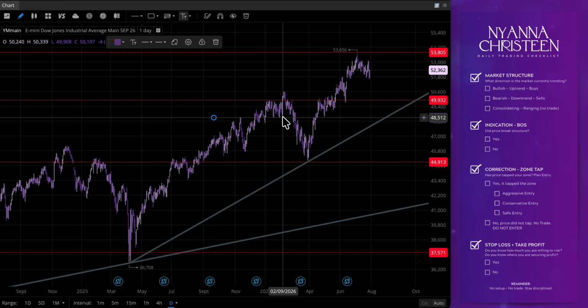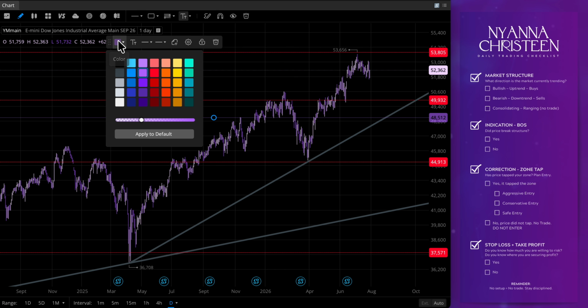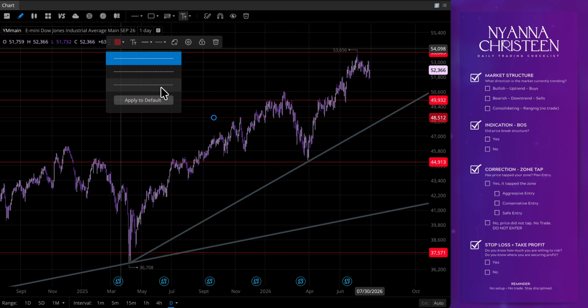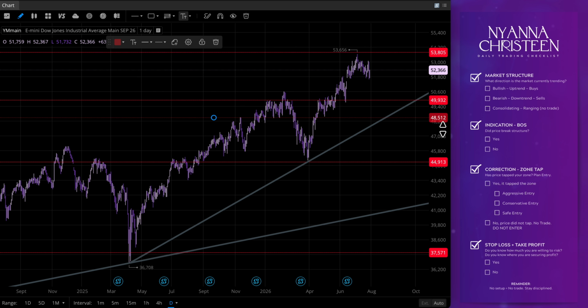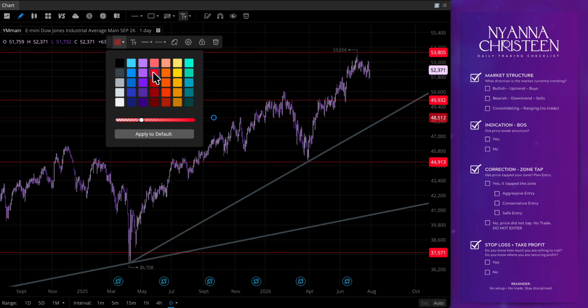And again, it looks close because we're zoomed out on the daily. But if you notice, this is 48,500. It's basically 50,000. So that's a big gap. And don't let it scare you.